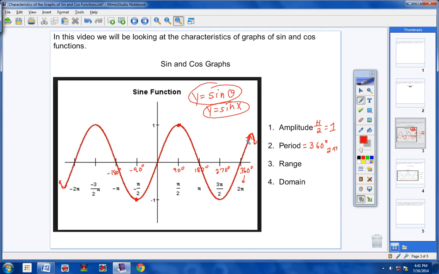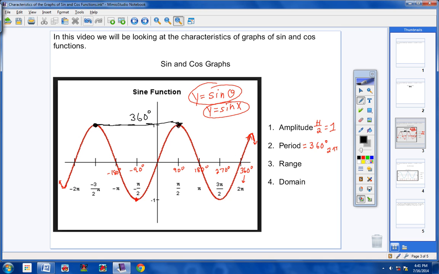For example, please watch this. Take some really good notes. Notice the high point right here. And then if I follow the graph along, it goes down, up, and then as soon as it hits right here, it starts to repeat again. It starts to go down again. So if I were to compare high point with high point, the distance across from here over is 360 degrees.